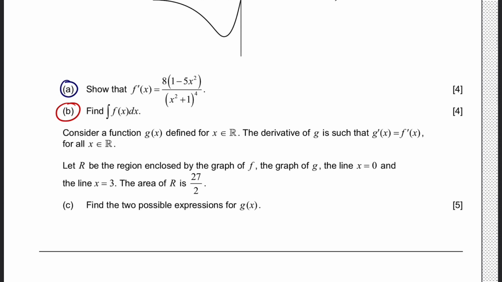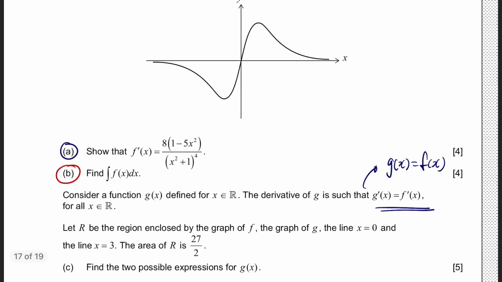Okay, then let's talk about question C. So you can see here that we have more information now, right? So g prime of x is the same as f prime of x, and R is the region enclosed by the graph of f, the graph of g, the line x equals 0 and the line x equals 3, and the area of R is 27 over 2. So g prime of x equals f prime of x.